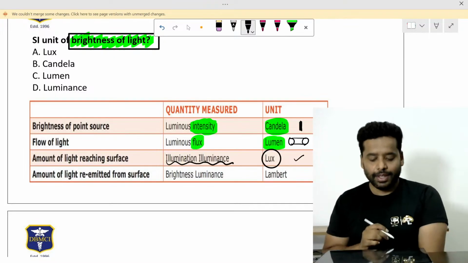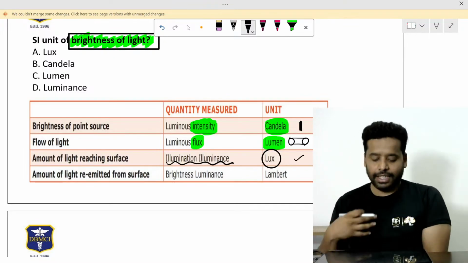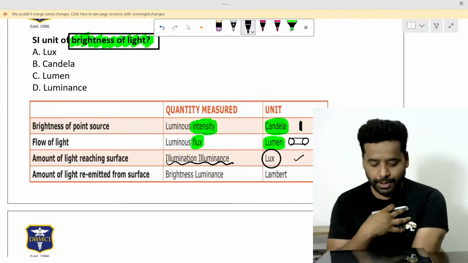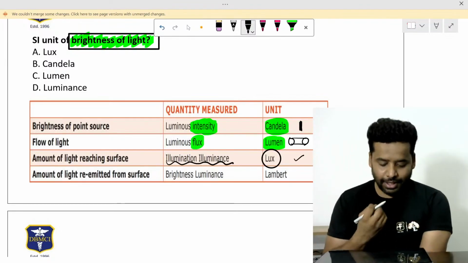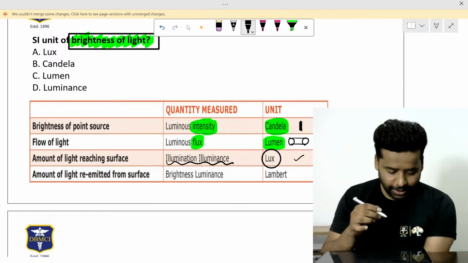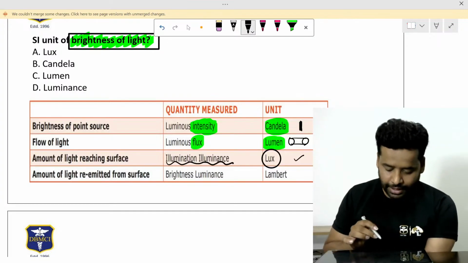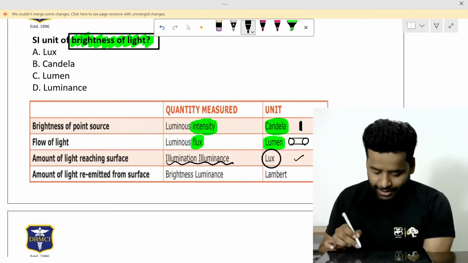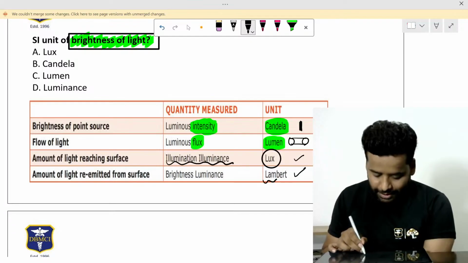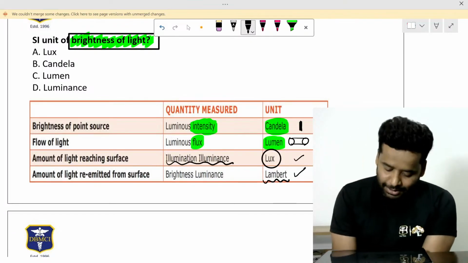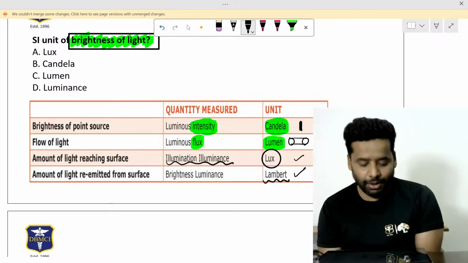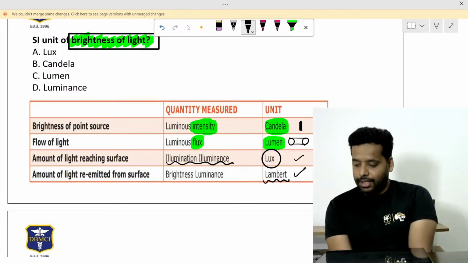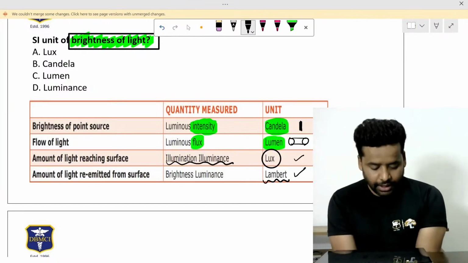That brightness, na, glowing. Lux: the amount of light reaching the surface is lux. Yes, good. When the light reaches the surface, when it is touching me, then I'll be glowing like white, na? Cute. Underline this word. The amount of light re-emitted from the surface, Lambert. It's very difficult to recall, so I'm making some stories or whatever you can tell. So candela, lumen, lux, and Lambert.